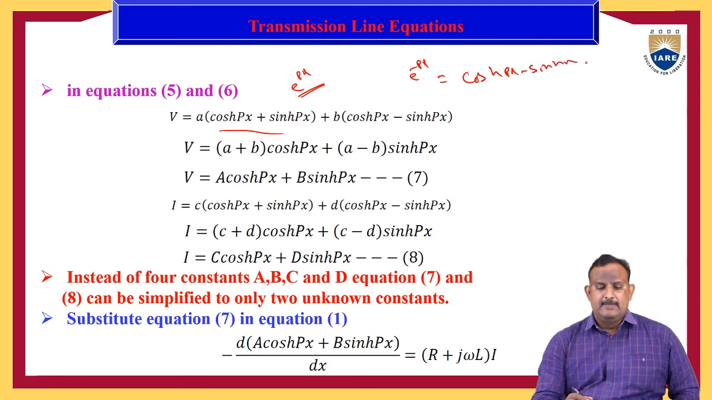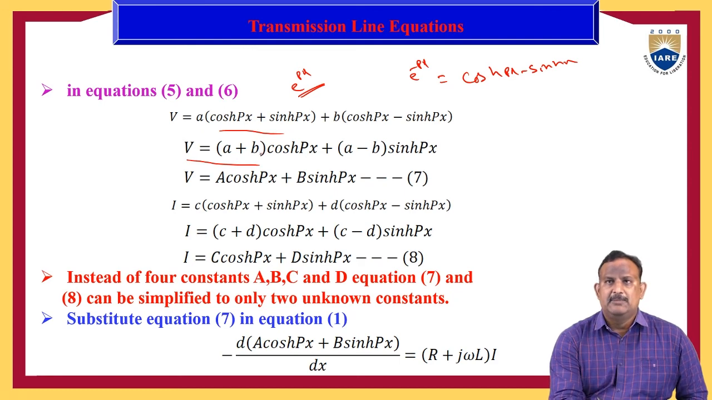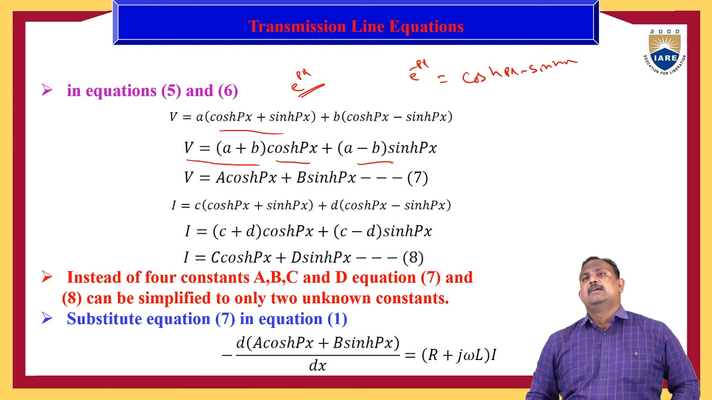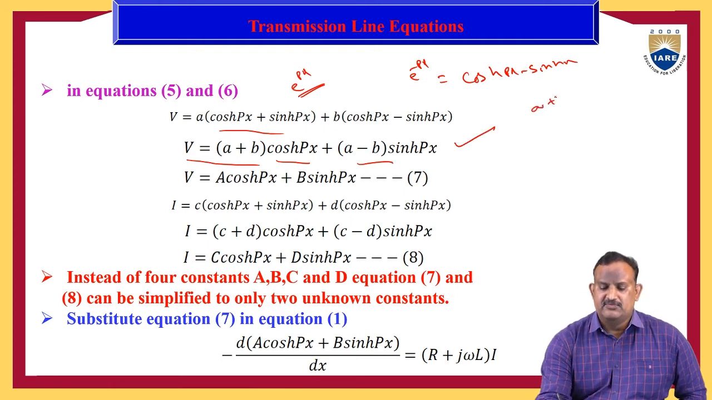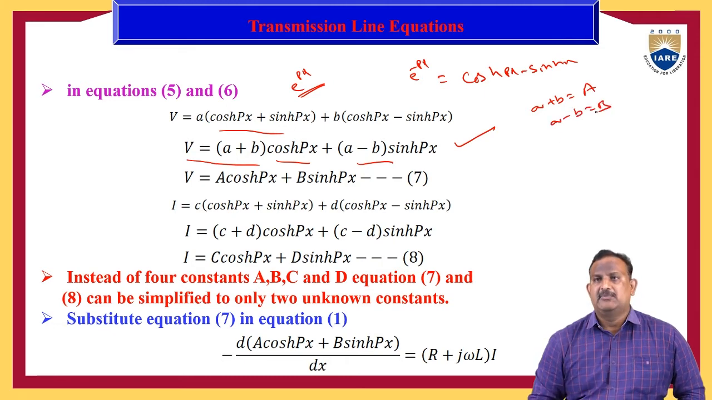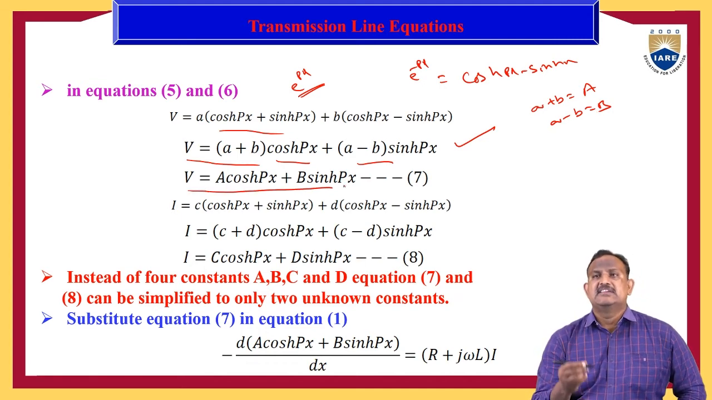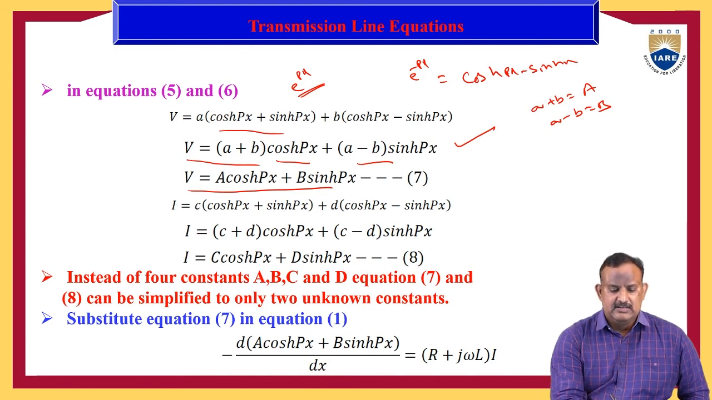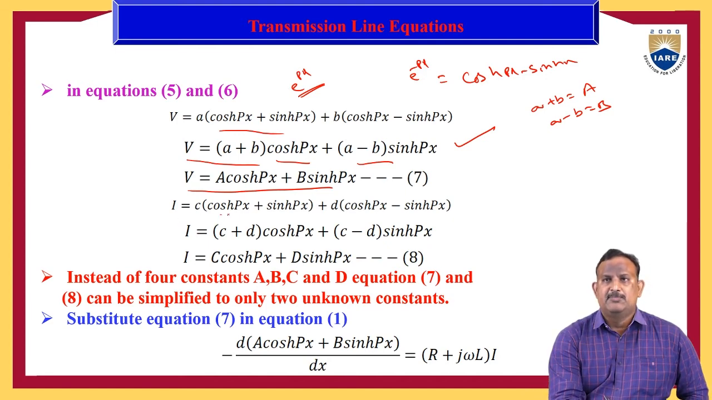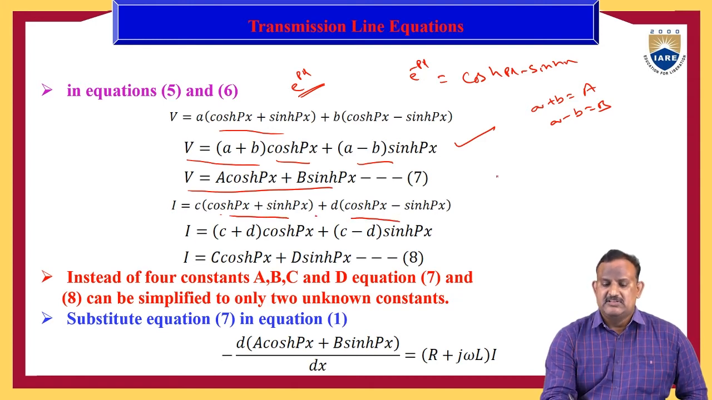Therefore, if you simplify, the voltage equation is V is equal to (A plus B) cosh px plus (A minus B) sinh px. In place of A plus B, I am assuming capital A, and in place of A minus B, I am assuming capital B. Therefore, the equation reduces to V is equal to A cosh px plus B sinh px. Similarly, the current equation is I is equal to C into, in place of e power px, I am substituting cosh px plus sinh px, plus D into, in place of e power minus px, I am substituting cosh px minus sinh px.